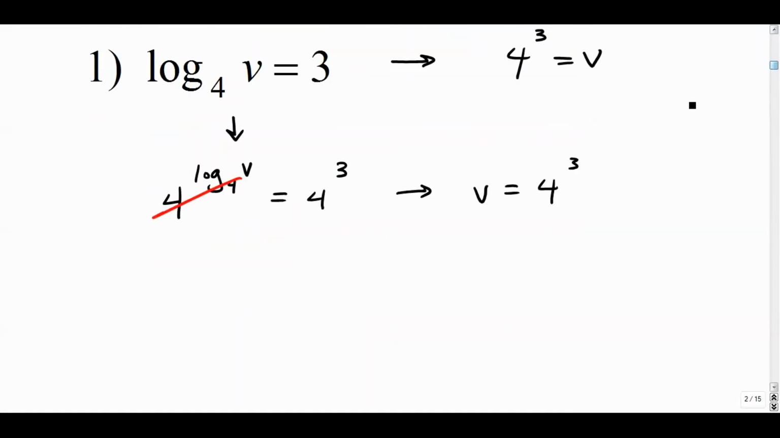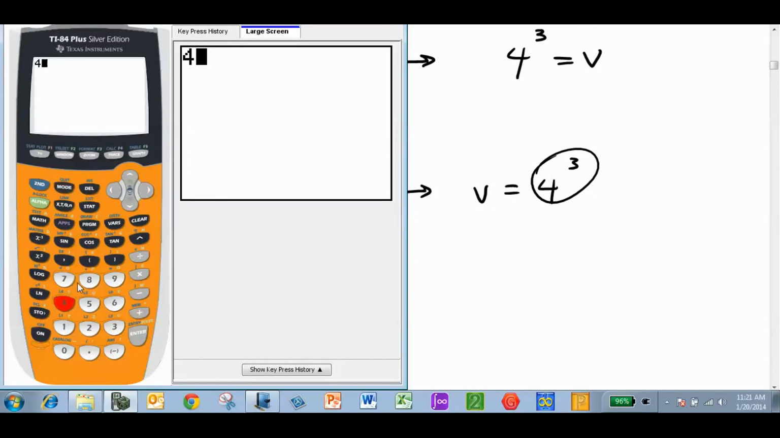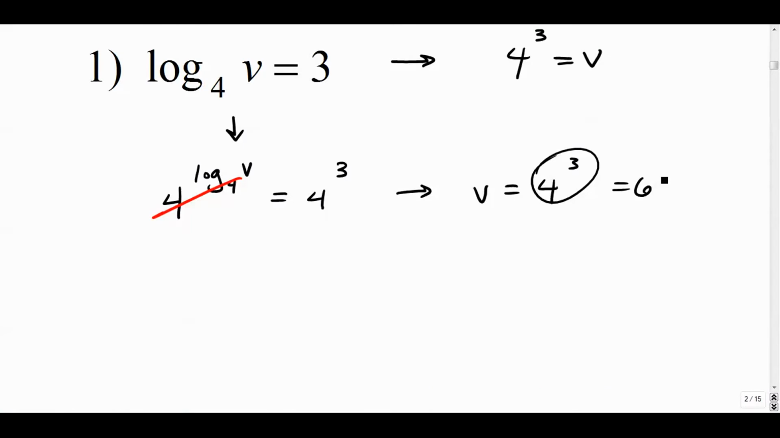Number 2. And whatever 4 to the third is, you would maybe go to your calculator. 4 times 4 times 4 is 64. Awesome. So v equals 64.